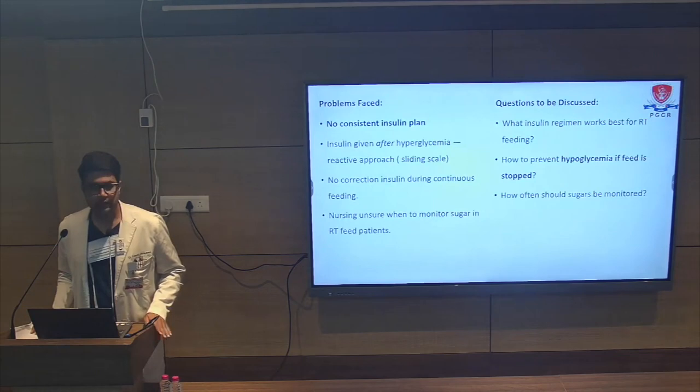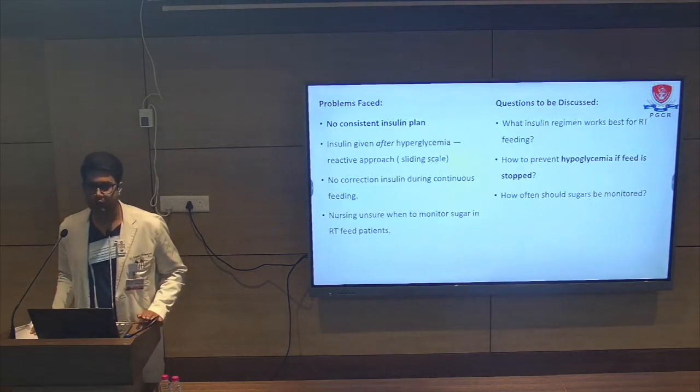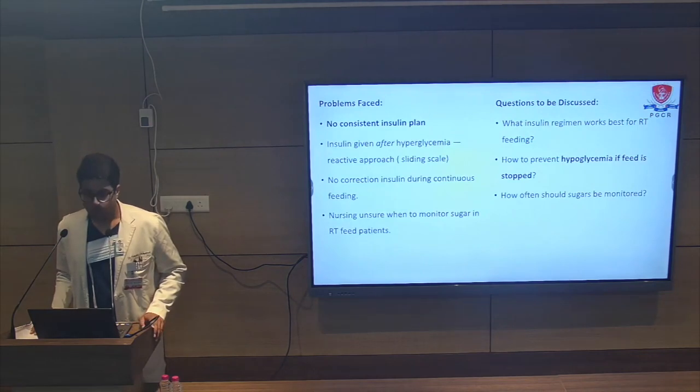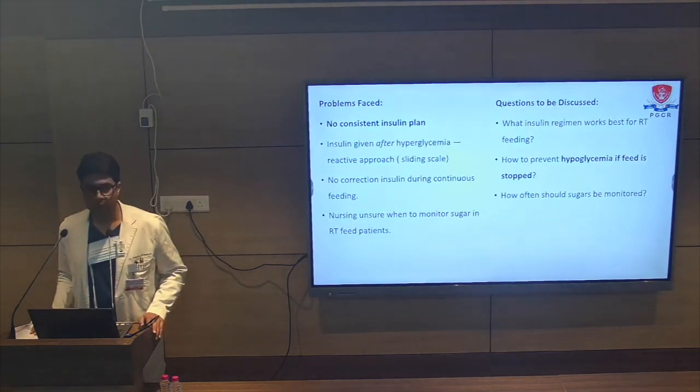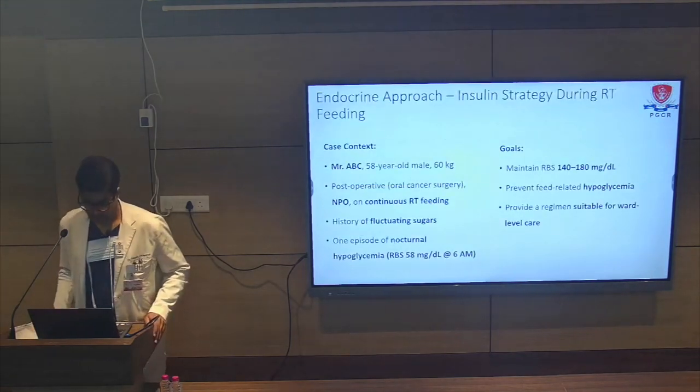Plus, there are no correction insulins for the continuous feeding, and also the nursing staff is now very unsure of when to monitor the sugar. So the questions we need to address here are: first, what insulin regimen will work best for an RT feeding patient? Second, how can we prevent these hypoglycemic episodes even when the feeding is stopped? And how often should the sugars be monitored? I'd like to call upon Sumedha to discuss the management.